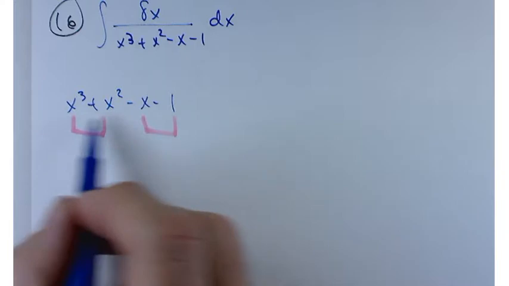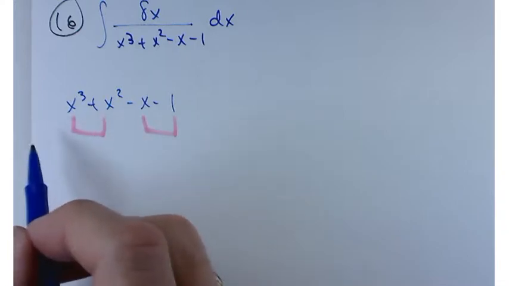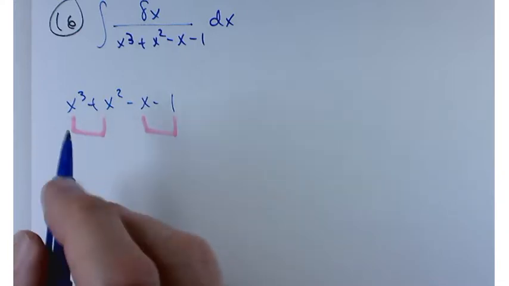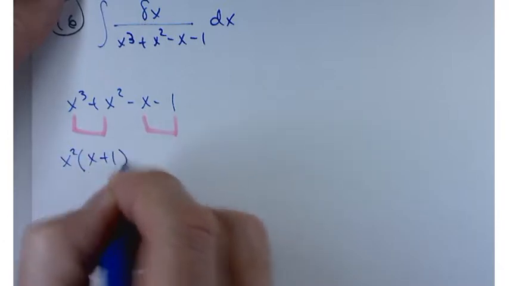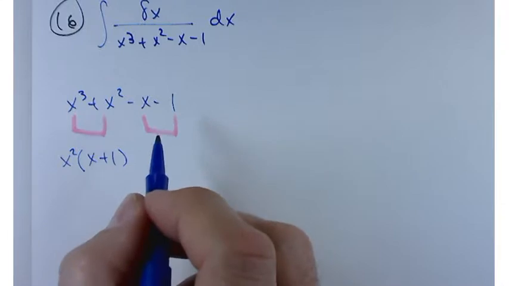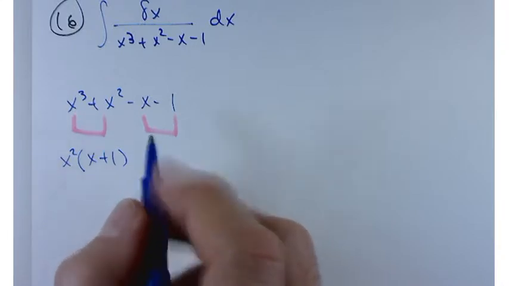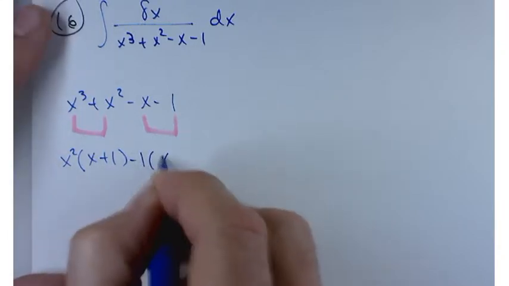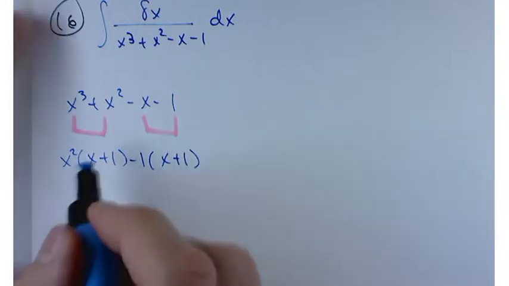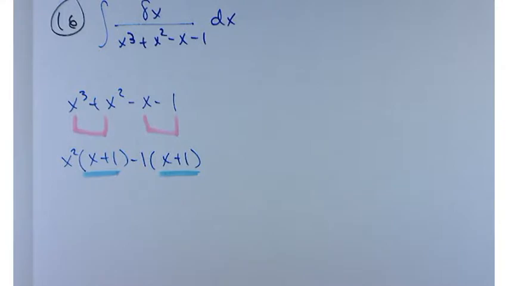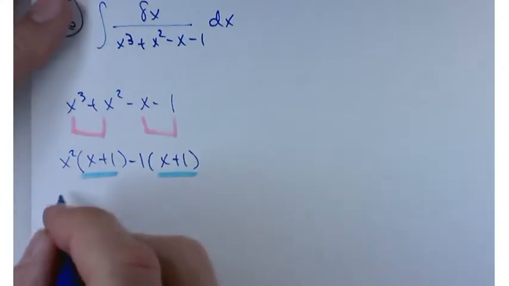So let's take a look at the first pair. What can I pull out of that first pair? An x squared. And that leaves behind x plus 1. Is there anything I factor out of the second pair? Negative 1. And that also leaves behind an x plus 1. That's good news. These two terms match. So what that allows me to do is to factor out the x plus 1.